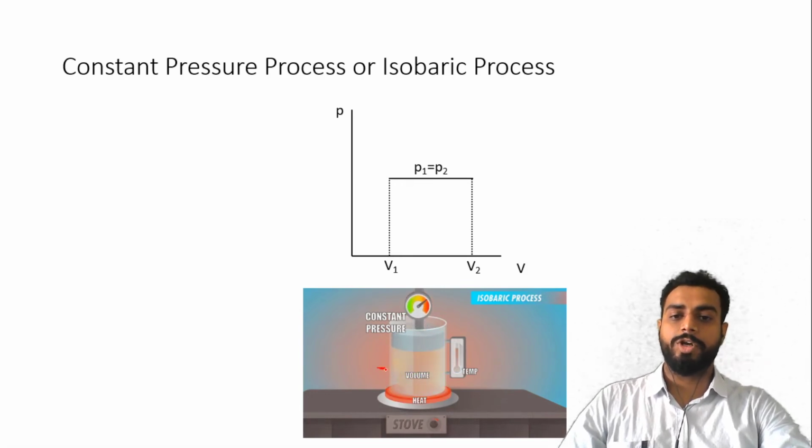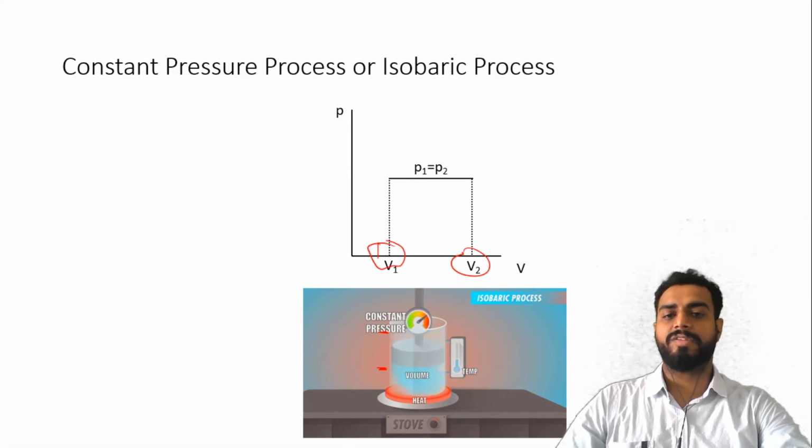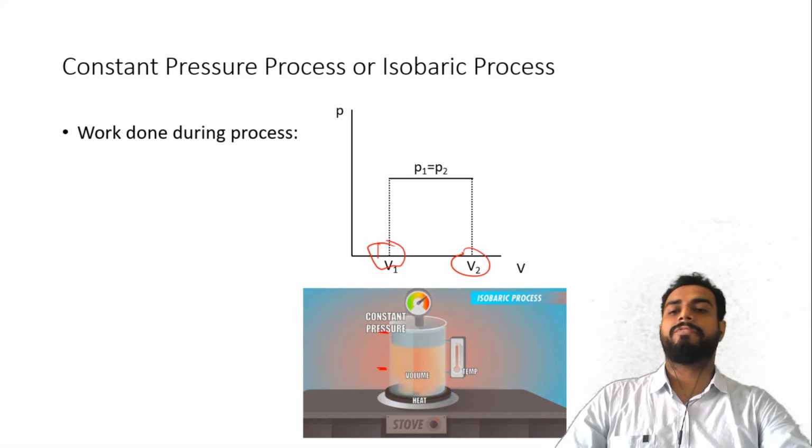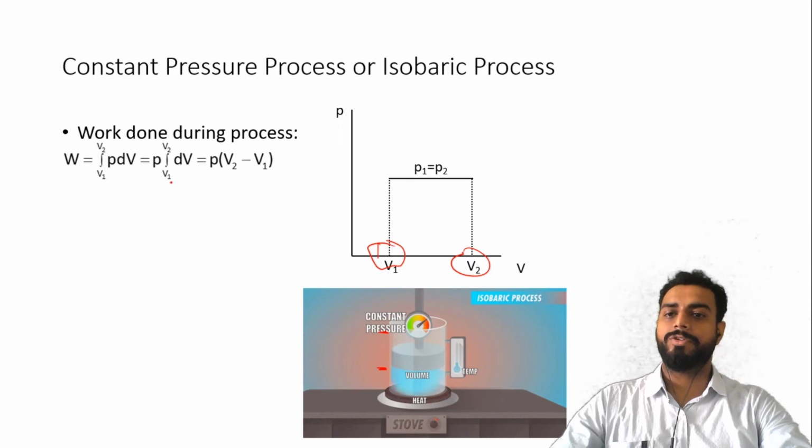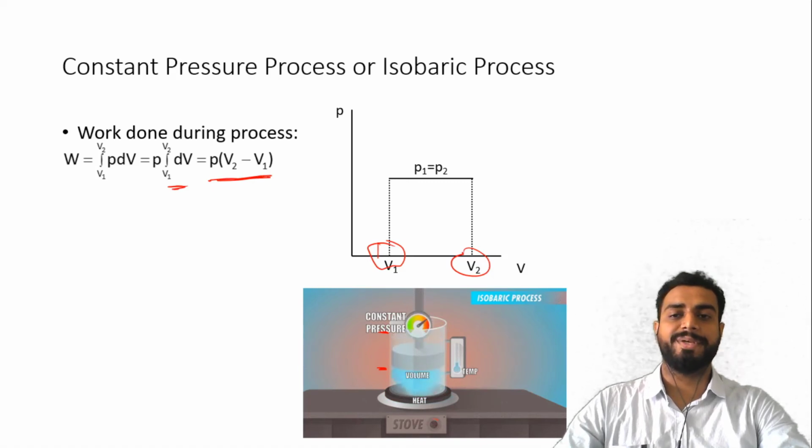Initially your volume will be V1, finally your volume will be V2. You can appreciate here also V1 and V2, but the pressure will remain the same. Now what will be the work done? The work done will be very simple. W is equal to the integral of P dV. Here the pressure is constant, so the value will be P into (V2 minus V1). This will be the work done.